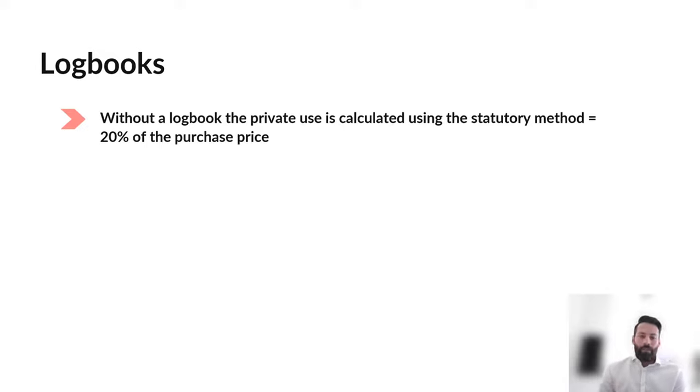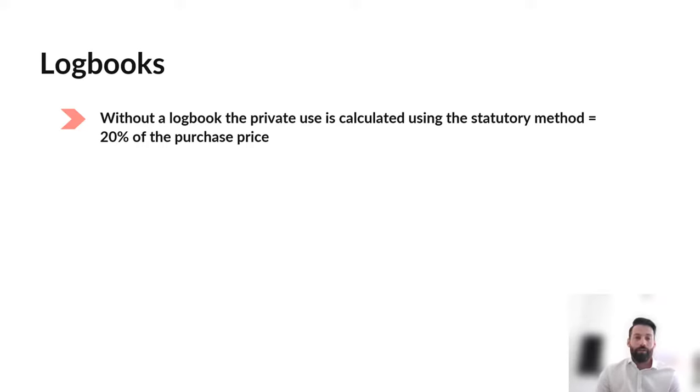If you don't have a logbook, then you've got to use the statutory rate to work out that private use component. The statutory rate is broadly 20% of the purchase price of the car. Now, if you've gone and bought a $100,000 car, you can see that the private use component each year is going to be about $20,000.